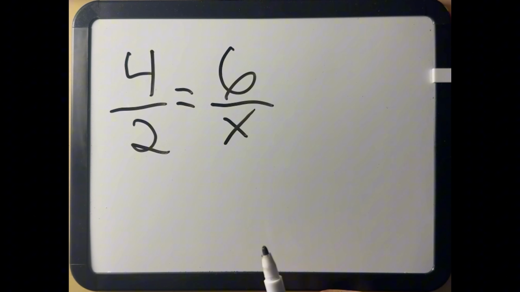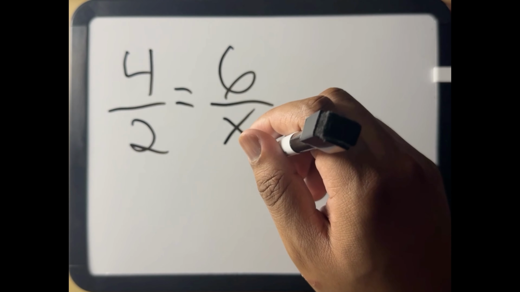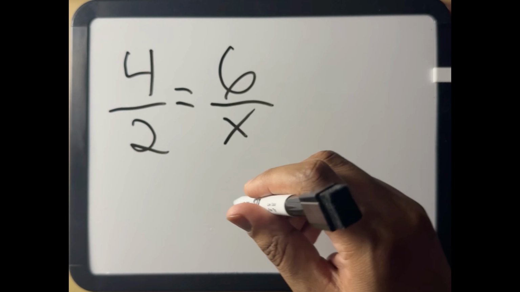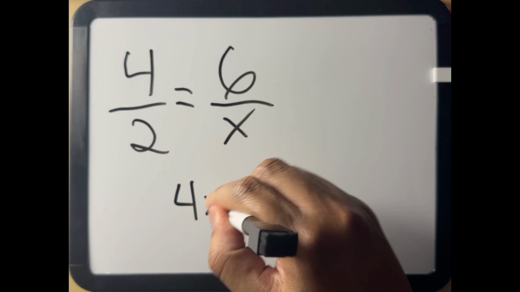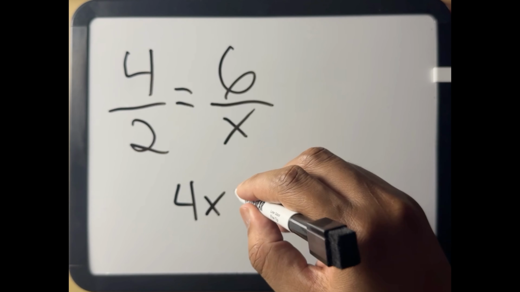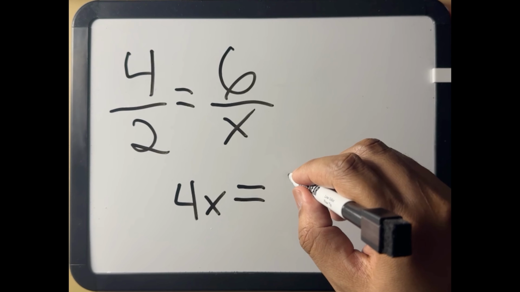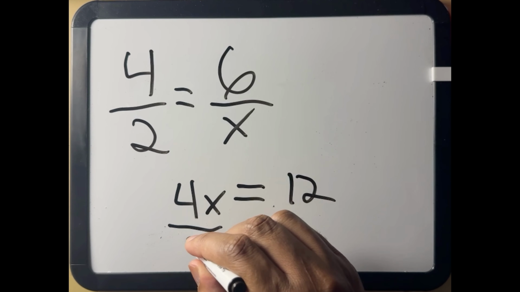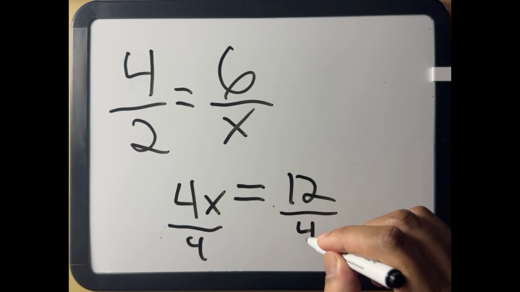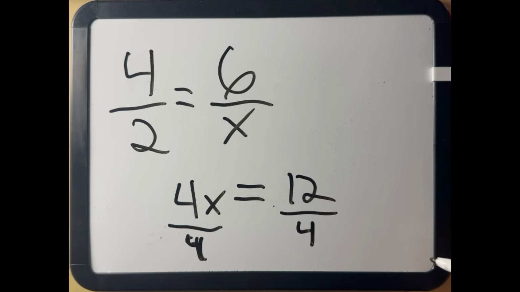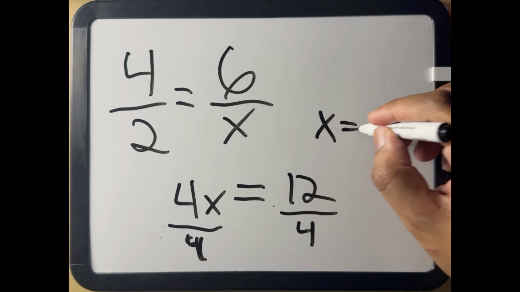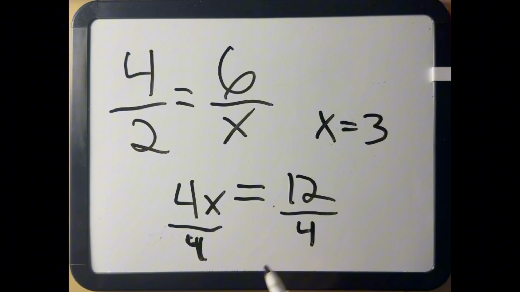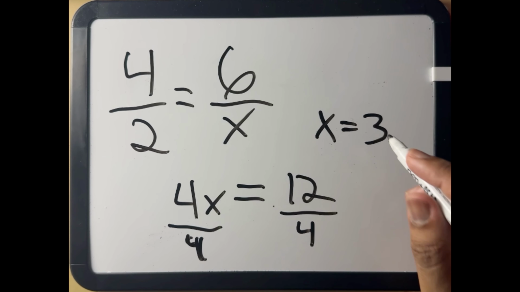All right, now let's solve for x, the amount of sugar. We do this by cross multiplying. So that would give us 4x equals 12. Now, we need to divide both sides by 4, leaving us with x equals 3. So, you'll need 3 cups of sugar to keep the ratios the same.